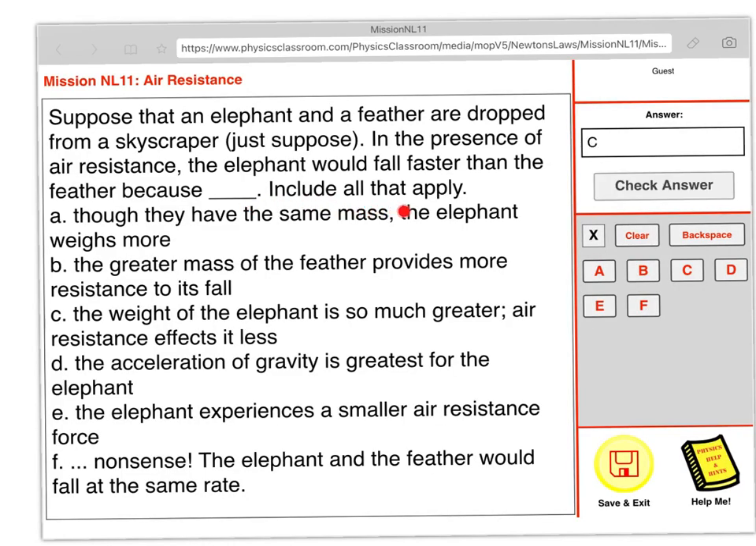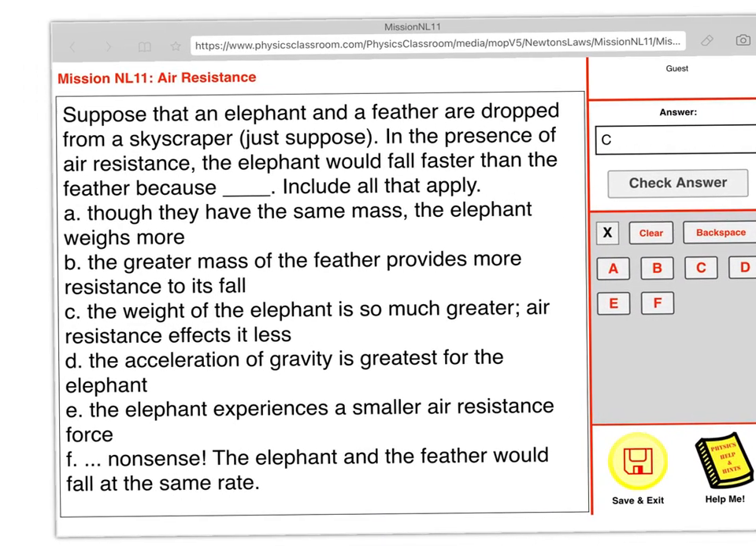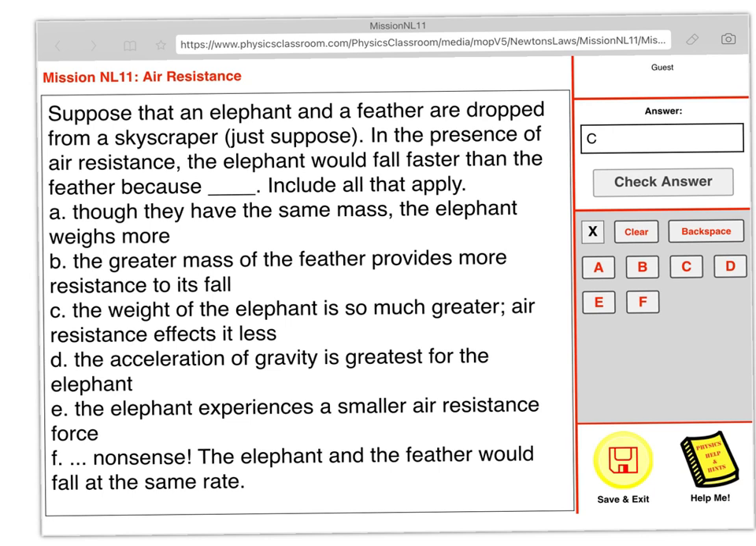Well, they certainly don't have the same mass. The feather doesn't have a greater mass. The weight of the elephant, the force of gravity, is so much greater that air resistance has less effect, so that's the answer. Acceleration of gravity, no, the acceleration is the same. The g is the same for them. And the elephant does not experience a smaller air resistive force, so it should be just C.